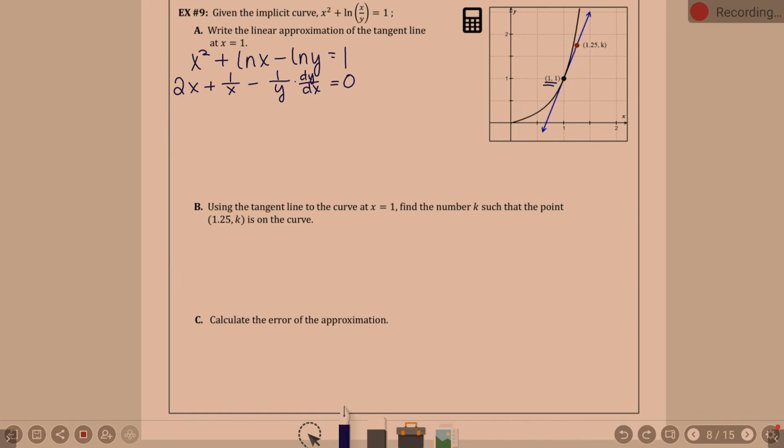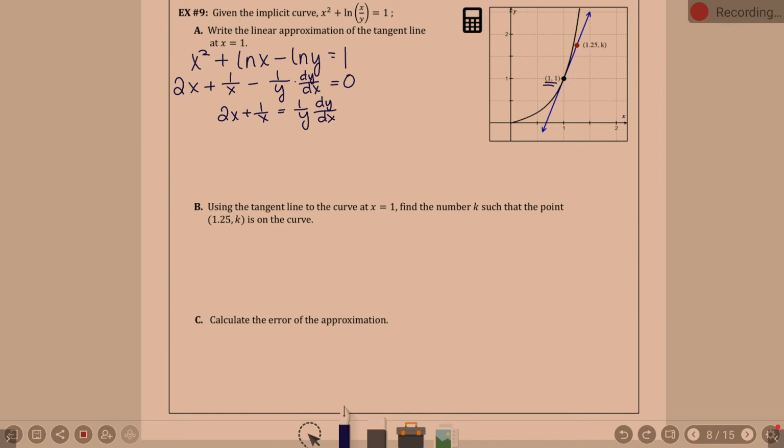Okay, so we need to solve this for dy dx, right? How much of this can you guys do in your heads? I'm going to run out of room real quick here. I'm writing kind of big. You're going to subtract these two terms over, yes? Actually, you know what? I'm going to add the dy dx term over to the right, because otherwise I'm going to have everything being negative, which is annoying. So I'm just going to add 1 over y dy dx. So I'm going to say 2x plus 1 over x is going to be 1 over y dy dx.